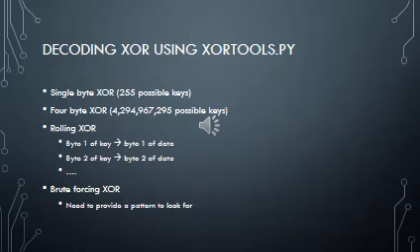The third type of XOR, rolling XOR, uses a variable length key and applies only one byte of the key at a time. For example, with a 4-byte key, it will apply the first byte of the key to the first byte of the pattern, the second byte of the key to the second byte of the pattern, and so on until it uses the fourth byte of the key on the fourth byte of the pattern. At that point, it starts over again using the first byte of the key on the fifth byte of the pattern. It will continue this until no bytes remain in the pattern.